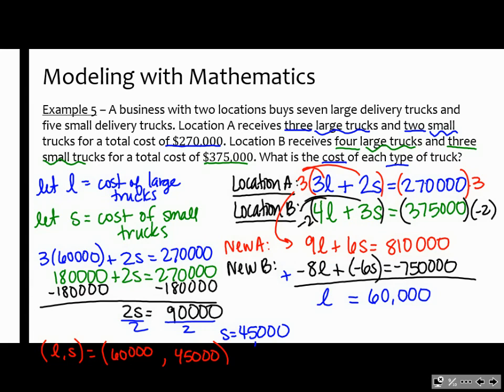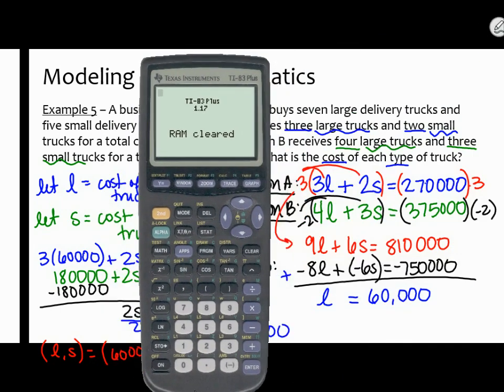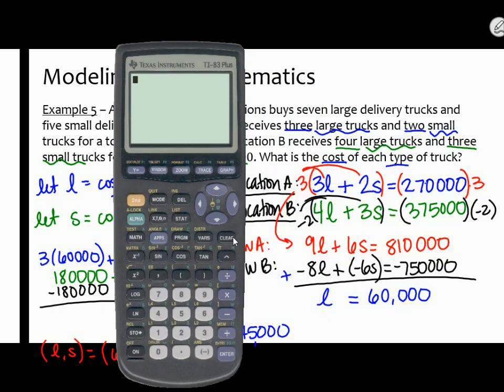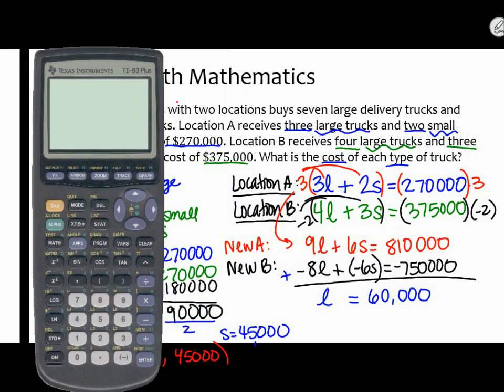Let me go ahead and grab my fancy graphing calculator because I want to check my answer. If I wrote my system of equations wrong, but I test my answer in my incorrect system, it's going to tell me that's right. What I'm going to do instead is go through the paragraph with my answers and see if it's right. Location A receives 3 large trucks. So 3 times 60,000. So we spent $180,000 on 3 large trucks. 2 small trucks, 2 times 45,000.